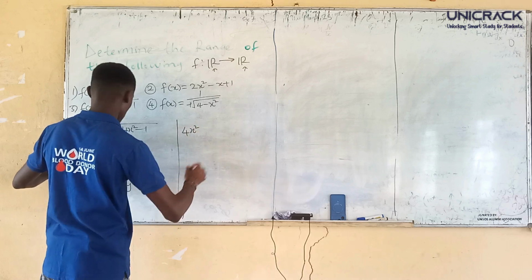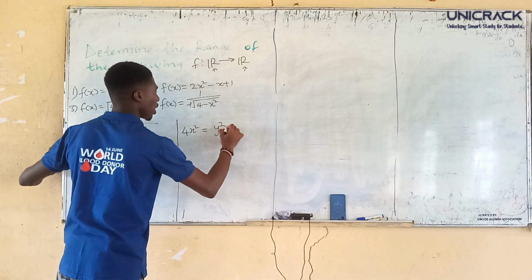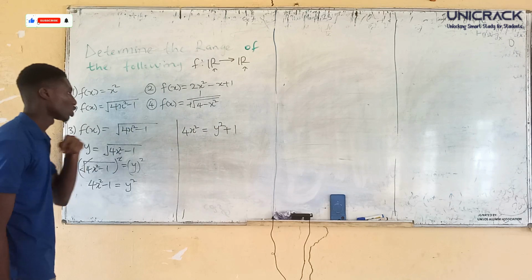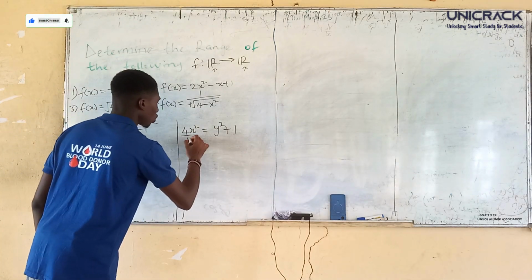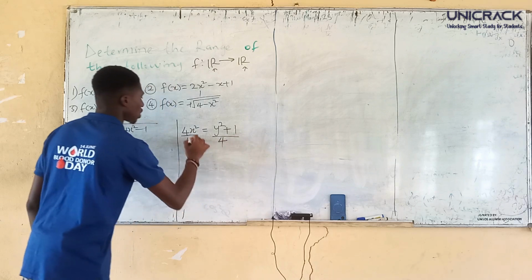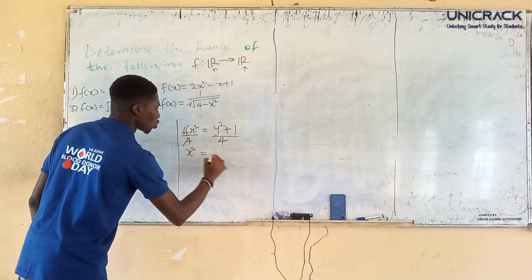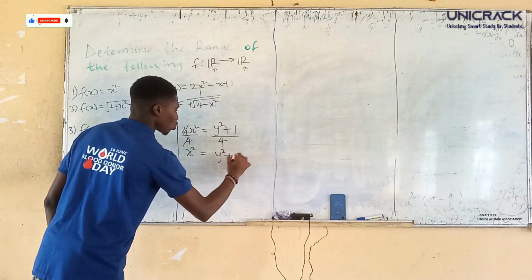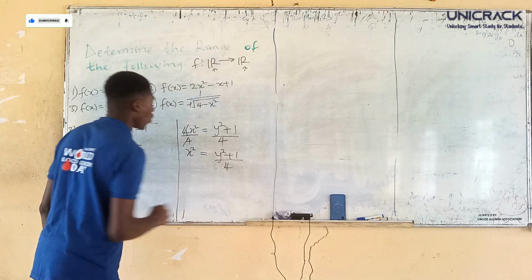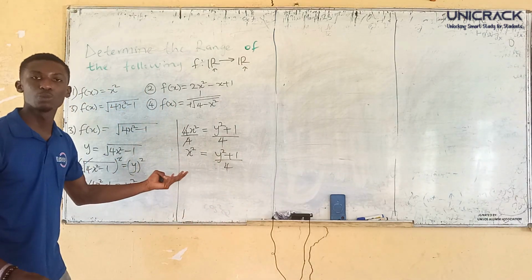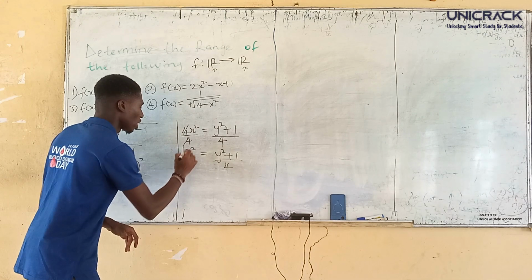4x squared is equal to what? y squared plus 1. Now since we have this, we can divide both sides by what? 4. Since we divide both sides by 4, this 4 will cancel out, and we have x squared equal to what? y squared plus 1 divided by 4. The next thing we'll do is we square root both sides. Now square rooting both sides, we have this.